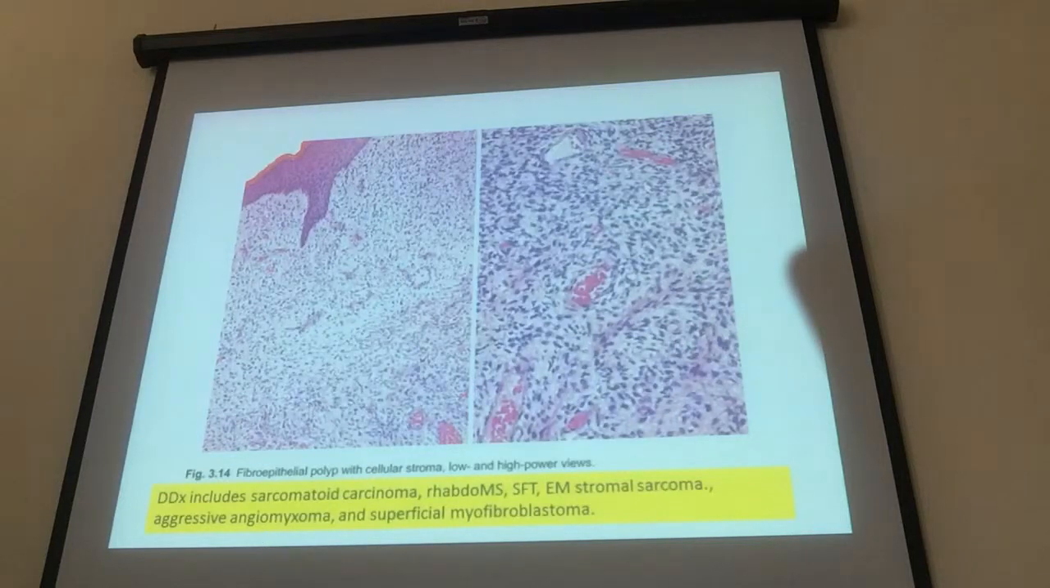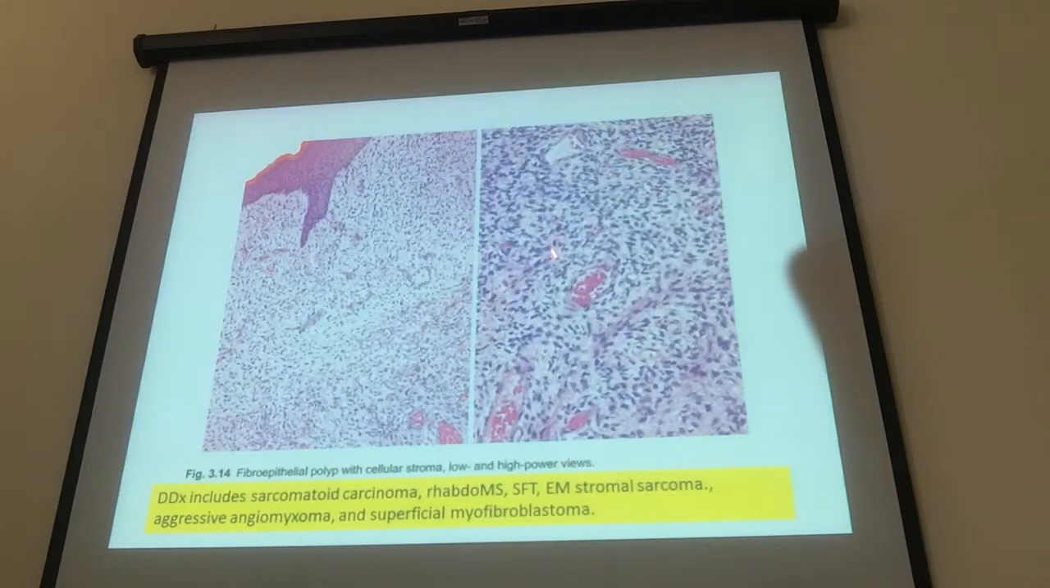Here's another example with a very cellular stroma. Notice it comes right up to the epithelium. There's no normal stroma between the epithelium and this stroma. That's important in differentiating it from rhabdomyosarcoma. We might think about solitary fibrous tumor or endometrial stromal sarcoma.